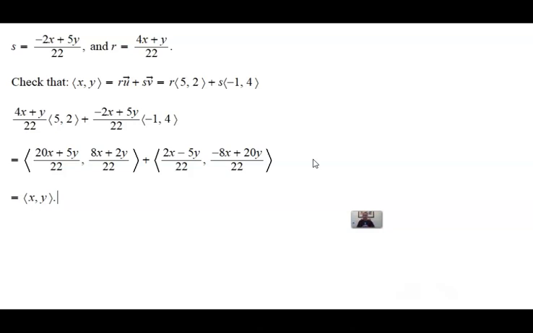All right, so that is our video for today, the span of a set of vectors in R2. Our next video will be about the span of a set of vectors in R3.